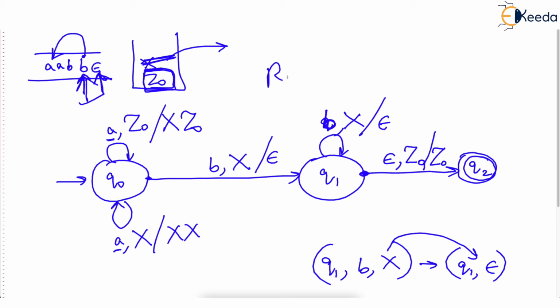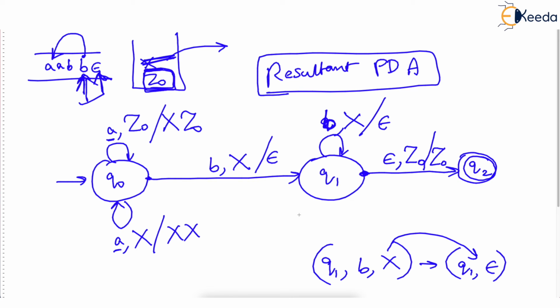This is the resultant PDA, pushdown automata, which was constructed by us by thorough discussion. You see, Q2 is the accepting state.